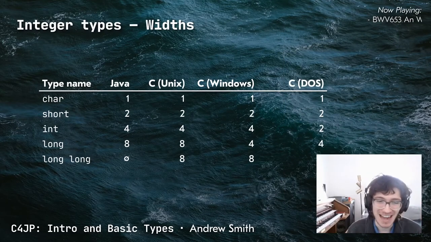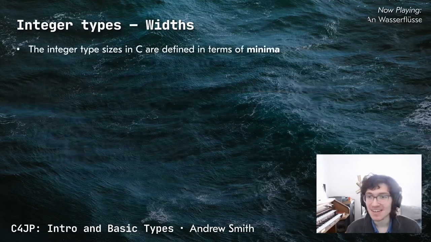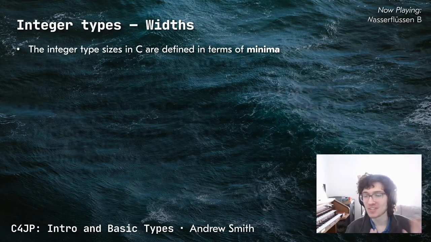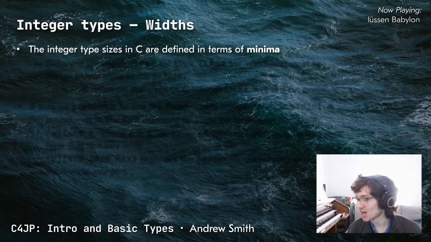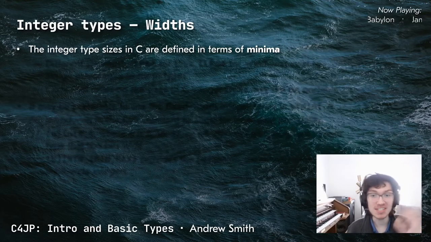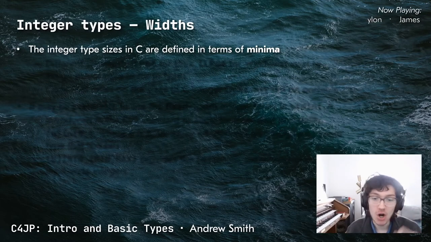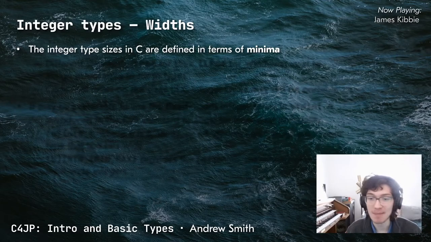And what you've seen now is something that is somewhat important to note about C. And that is that in C, the sizes of the integer types, the widths in bits of the integer types, are defined in terms of minimum sizes. So in the C standard, a char is defined as, at minimum, a single byte. A short is defined, at minimum, 2 bytes. An int is minimum 2 bytes, and also a long is minimum 4 bytes.